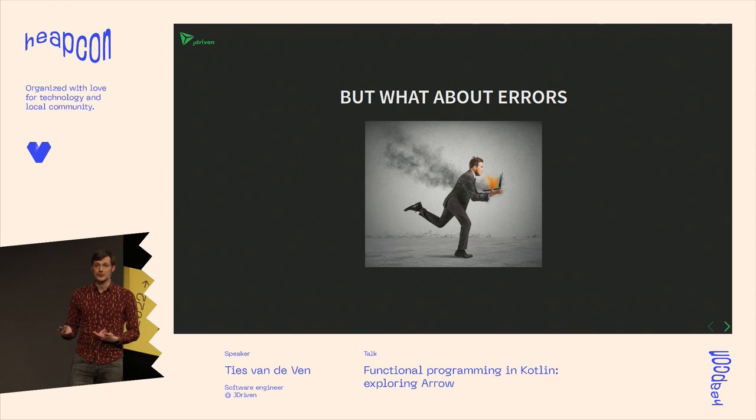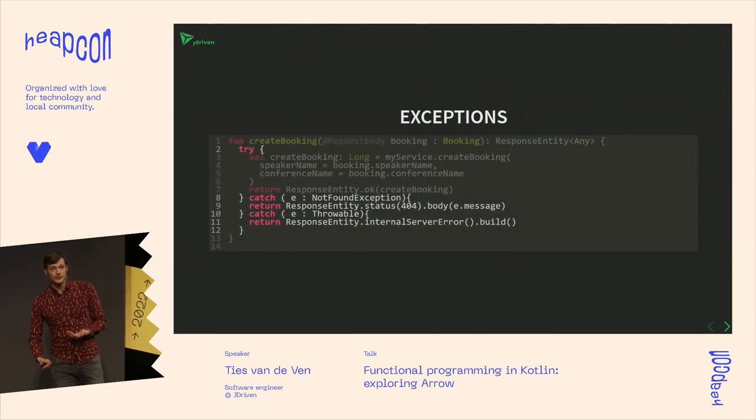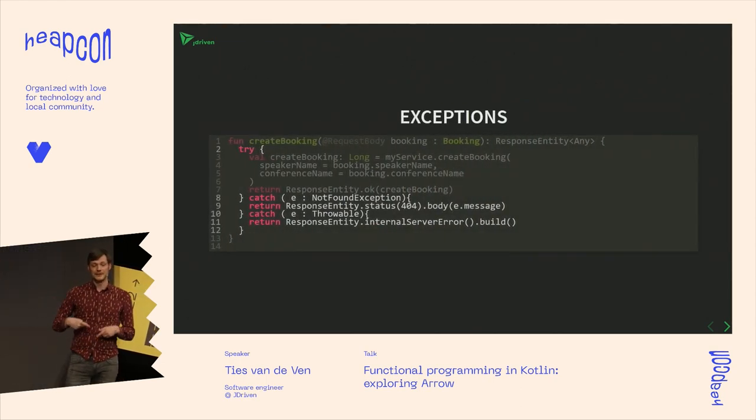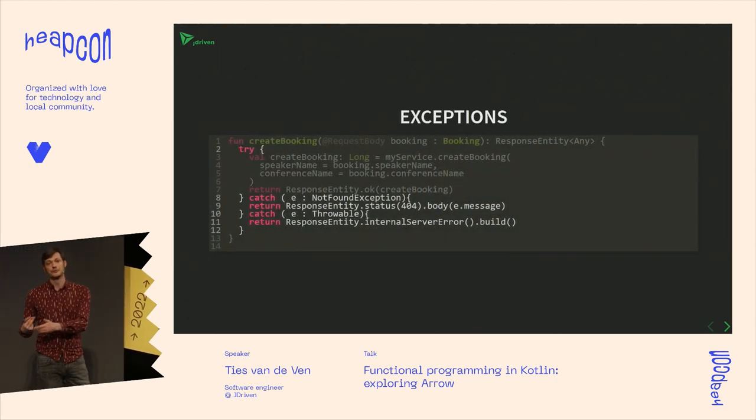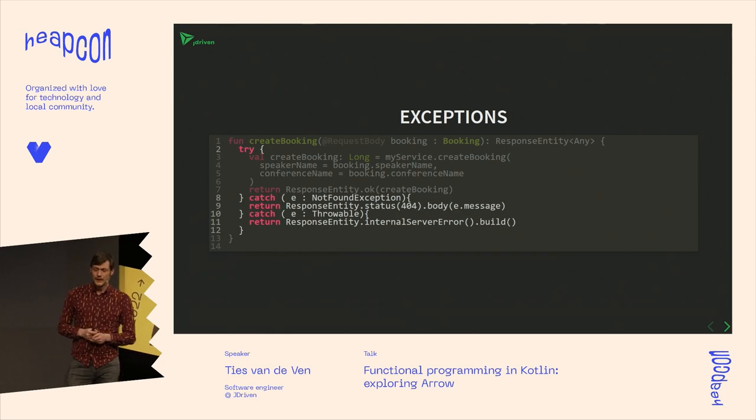So one thing we could do is make sure our repositories throw the main exceptions, like a not found exception, and put a try catch around it and actually catch the not found exception to return a 404. And have a general purpose exception to catch anything else. But we had to remember to do this. So let's see what happens if we add eithers to the mix.